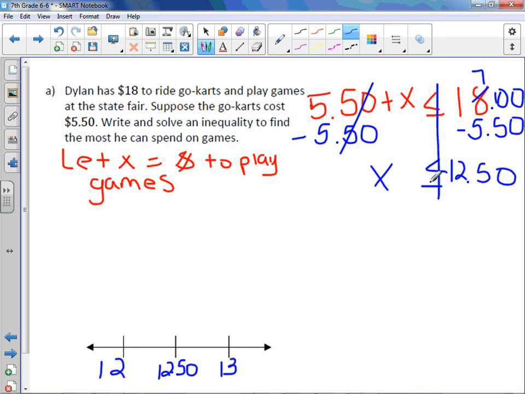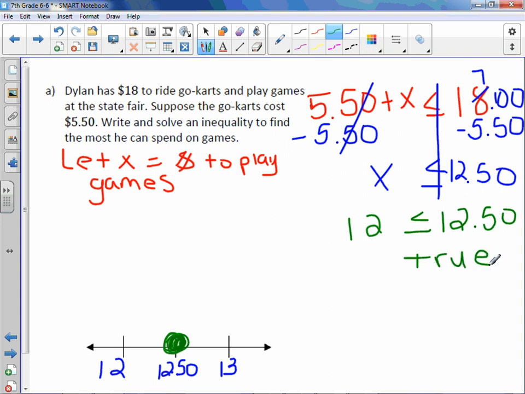It is a less than or equal to symbol, so it will be a closed circle on the $12.50. And let's plug in one of these numbers, 12 or 13. Let's do 12, and remember you're plugging it in for x. Is 12 less than or equal to $12.50? Yes, it is. 12 is part of my answer, which means my arrow goes to the left. This tells me he can spend less than or equal to $12.50 on games.